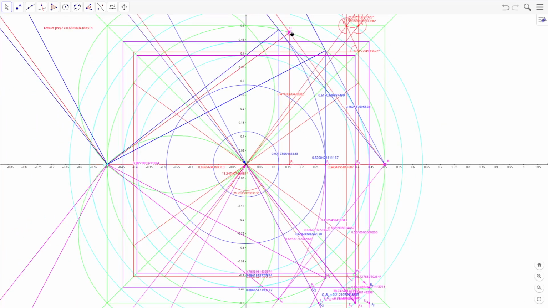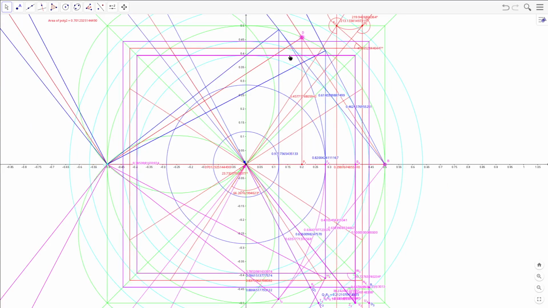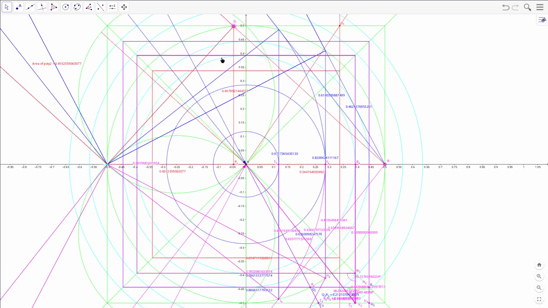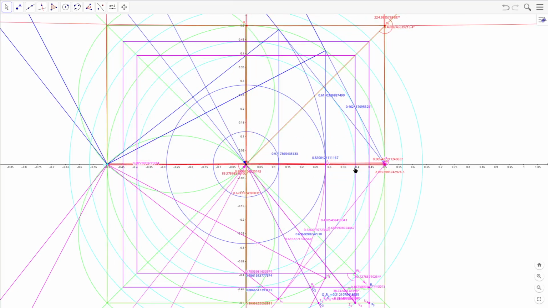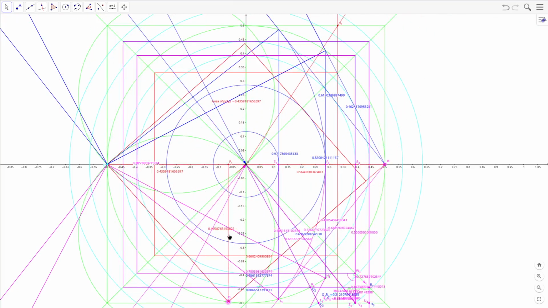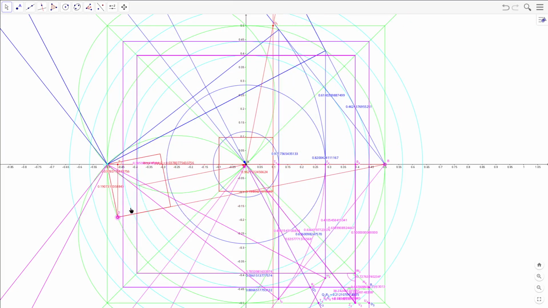Let me move this. From C to P subscript 1 is this length. From P subscript 1 to B is this length, which I could move at will. And here's what it looks like if I go all the way around.